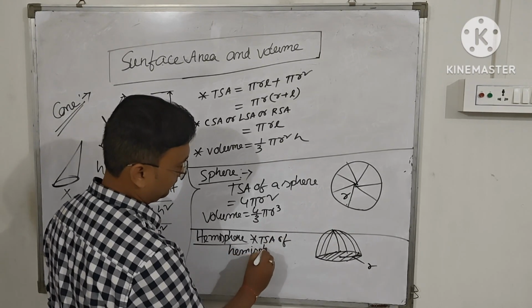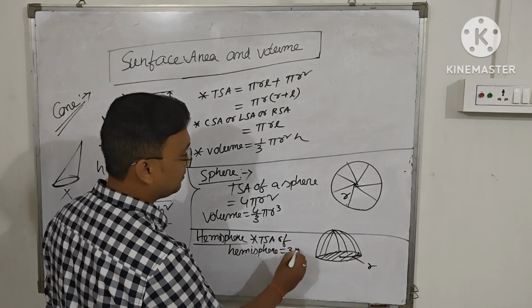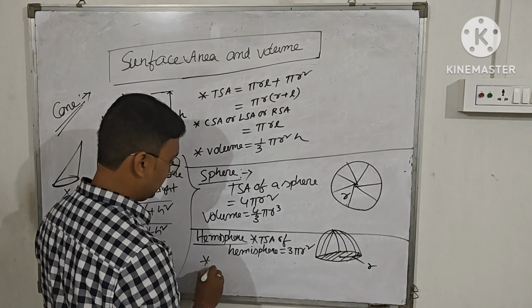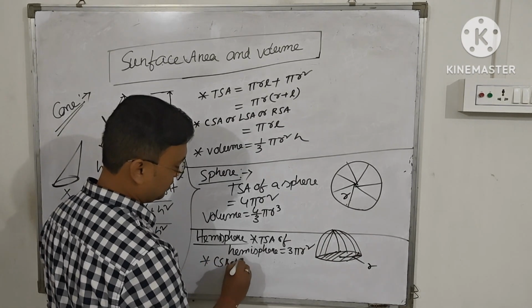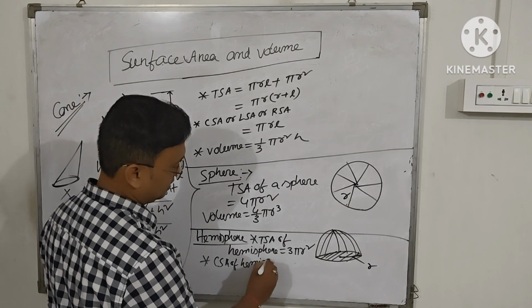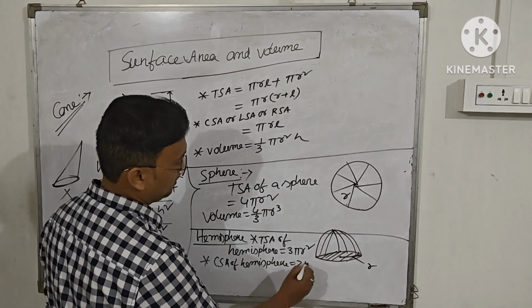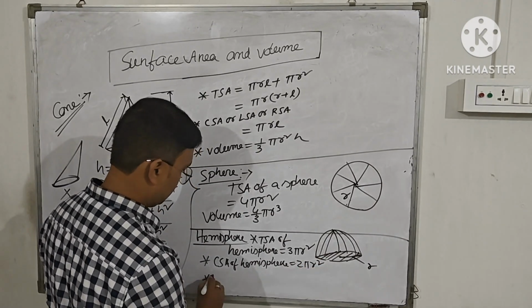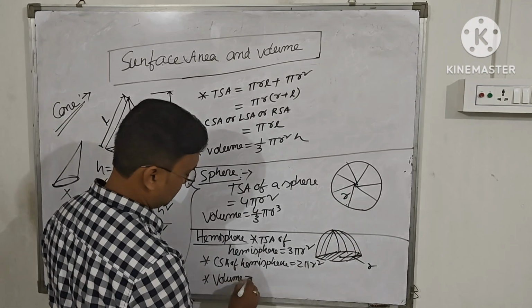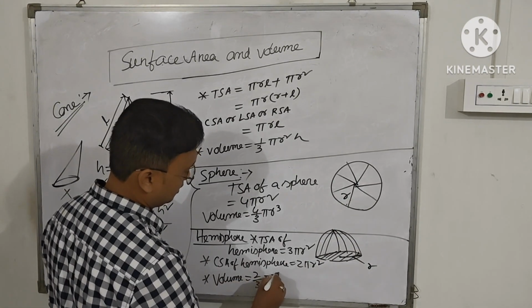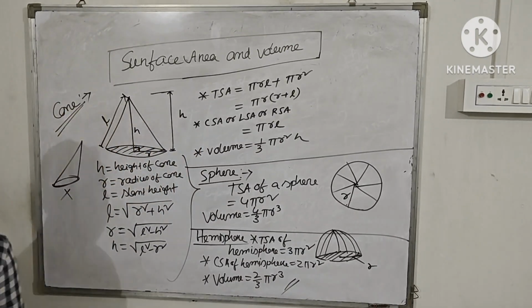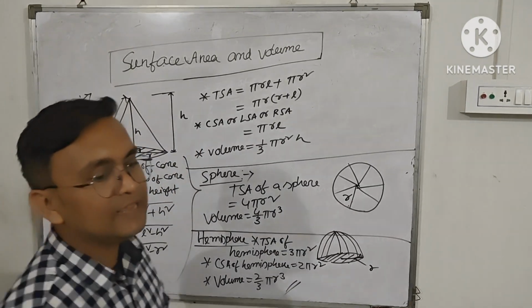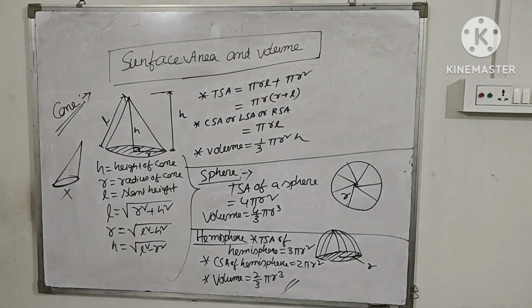So TSA of hemisphere, that is 3 pi r square. Secondly, CSA of hemisphere, that is 2 pi r square. Okay, and finally volume is equal to 2 by 3 pi r cube. So finally theory part is completed for this chapter. Now we can easily solve the questions. Okay, please note the formulas properly so that you can solve all the questions.